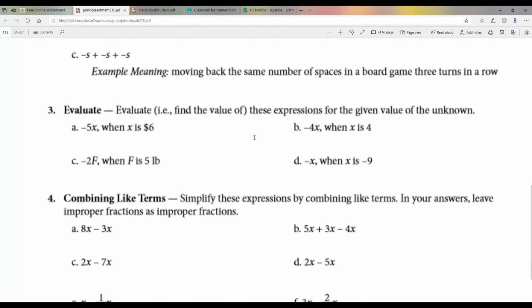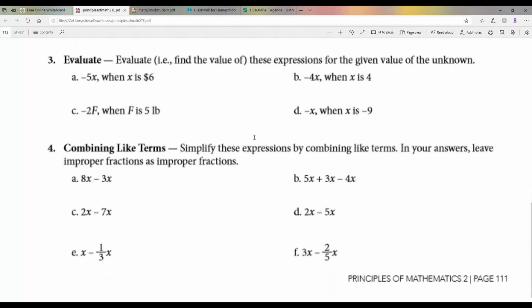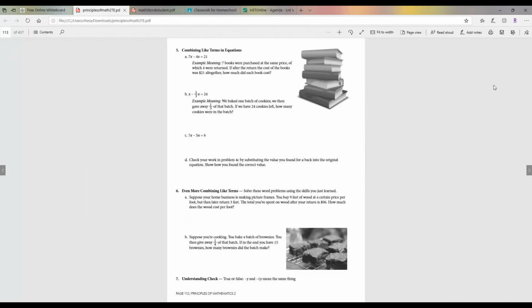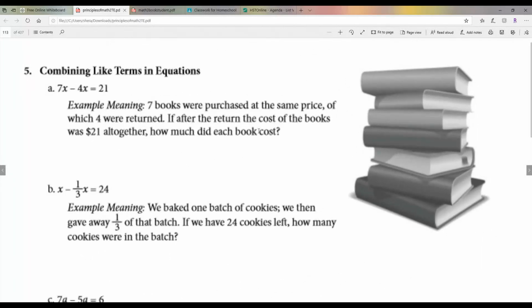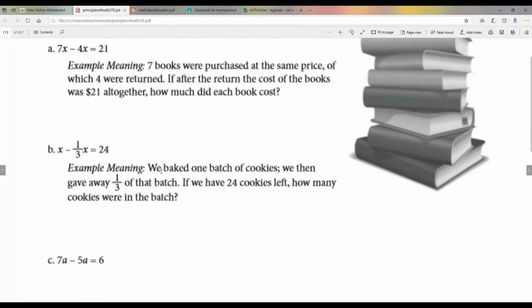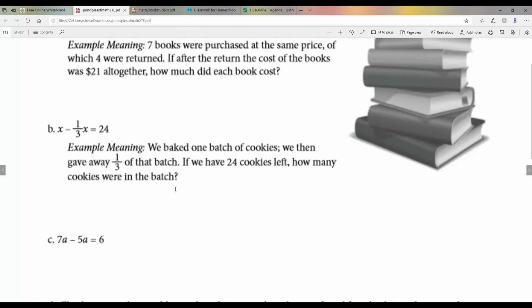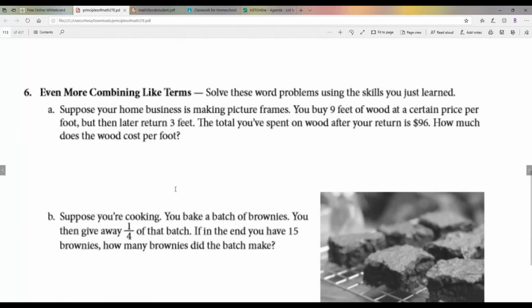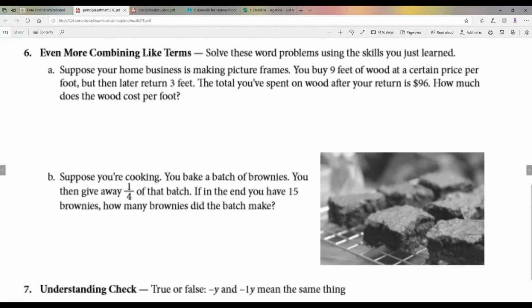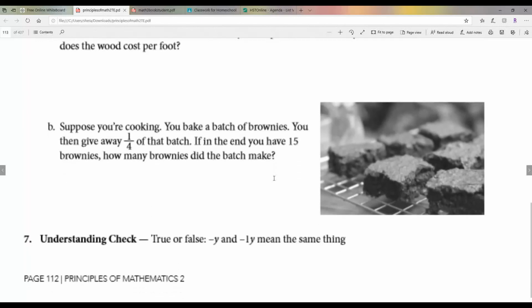Right here, you're going to evaluate each one of these, and they tell you what x is. You're just going to do the calculations. Down here, more calculations by combining like terms. And then on the back of the page, you've got 2 problems here, combining terms. This one has a fraction in it. Don't let it confuse you. Okay, and then down here you got more combining like terms. It gives you word problems to go by.